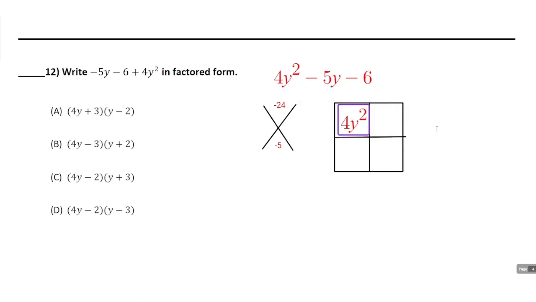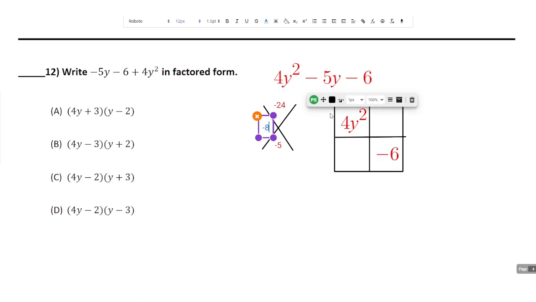Okay, so yeah, 4y squared, and then we'll put the last term, negative 6, down in this last box. And then to fill in those other two boxes, we need to find two numbers that multiply to give me negative 24, but add up to negative 5. So let's see, I think that'll be negative 8 and 3. Usually these numbers should not be too crazy to come up with.